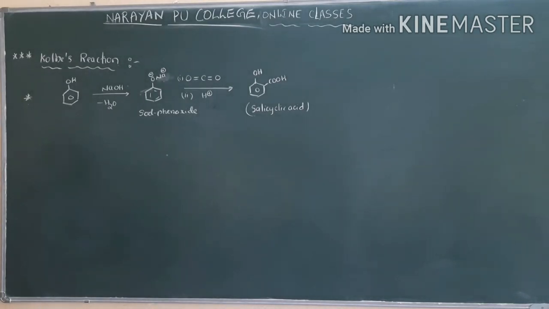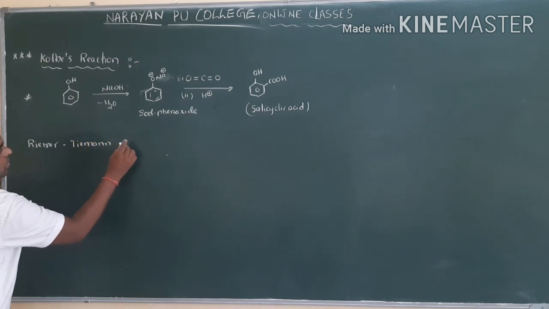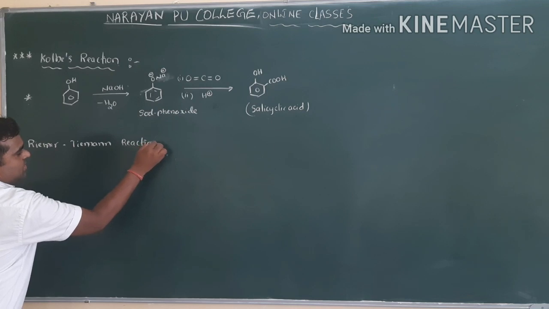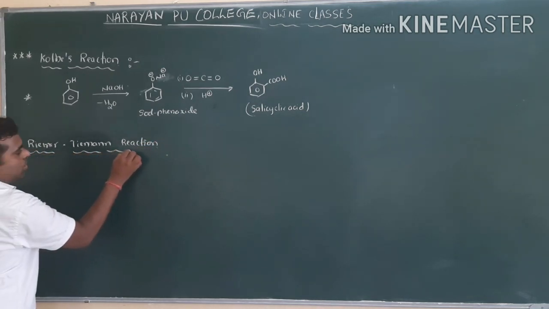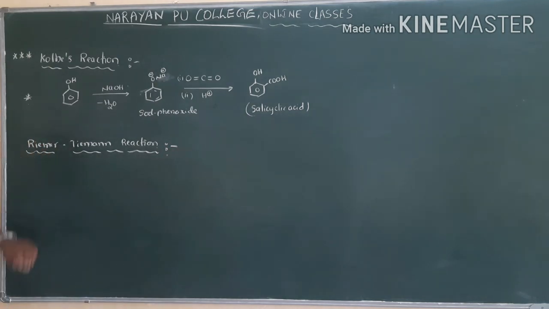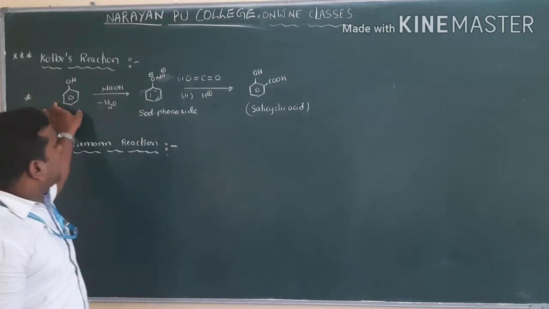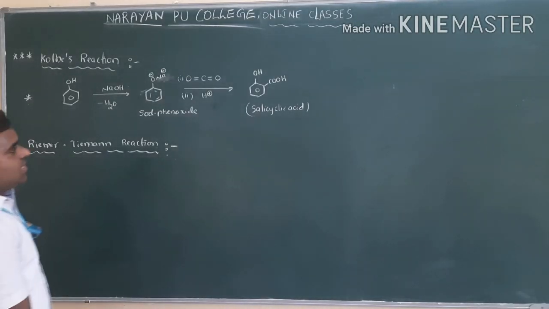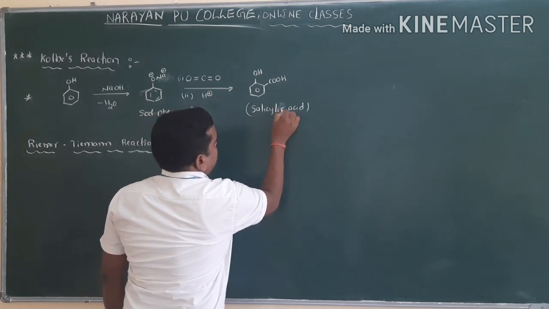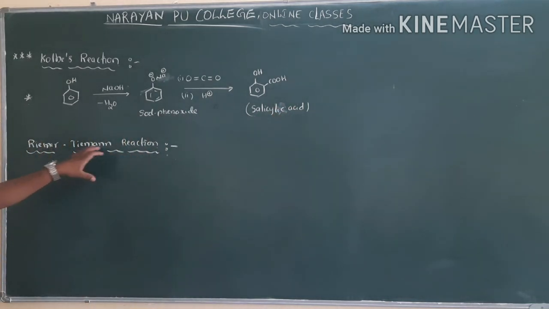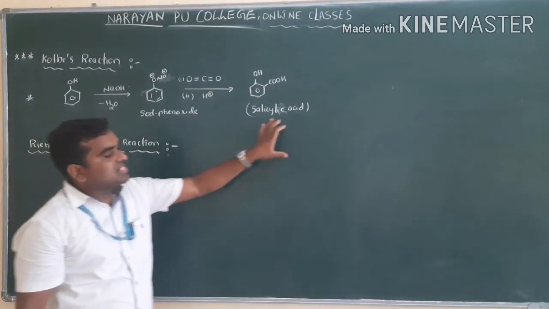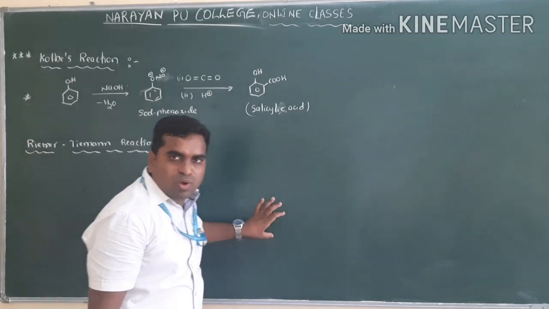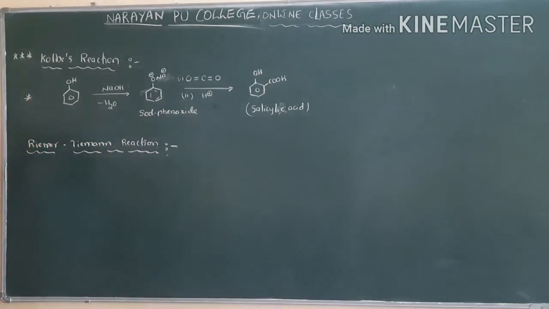So next is the Reimer-Tiemann reaction. Very important. All named reactions you have to remember. In Kolbe's reaction, phenol is converted into salicylic acid. Now in the Reimer-Tiemann reaction, phenol is converted into salicylaldehyde.